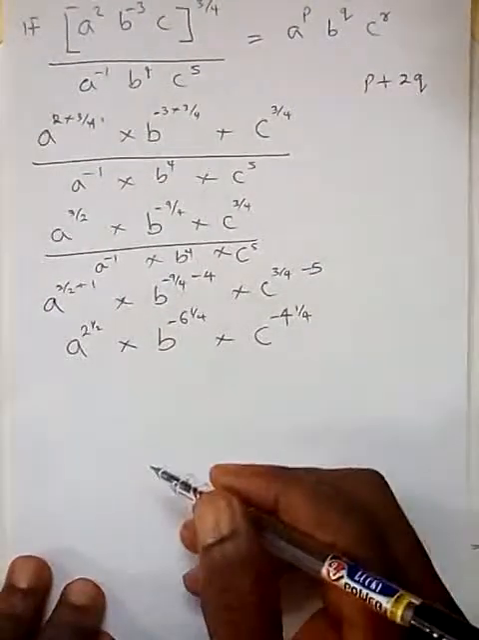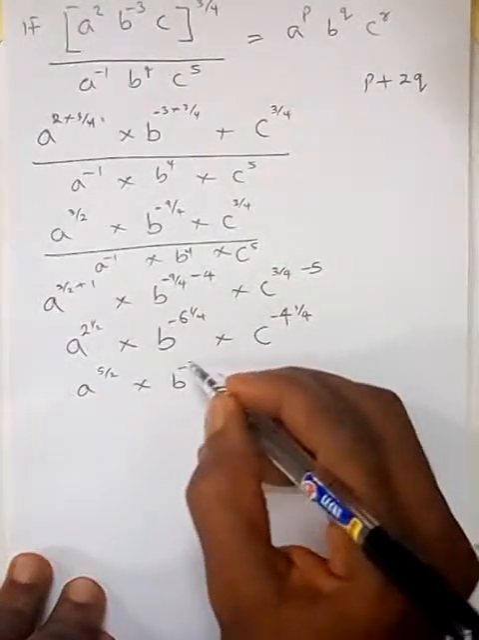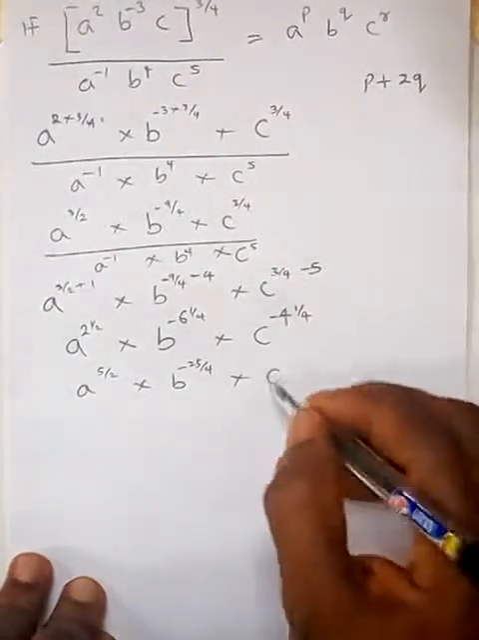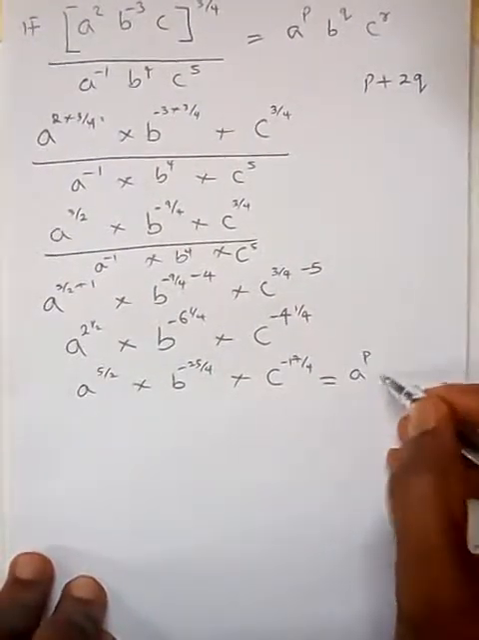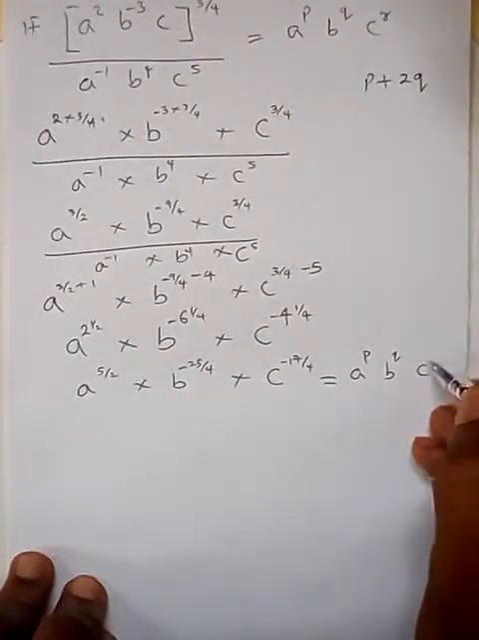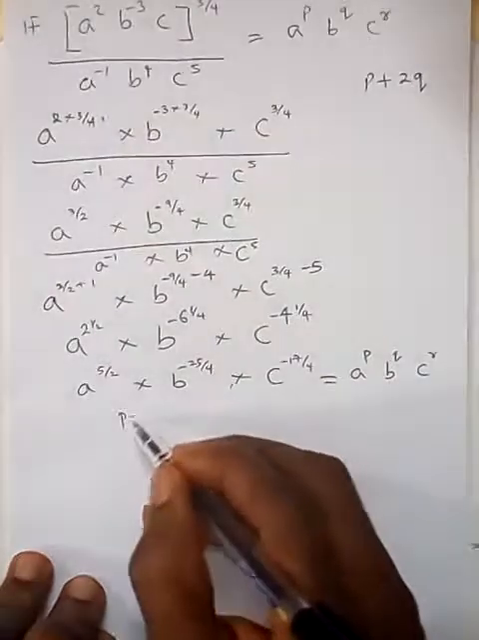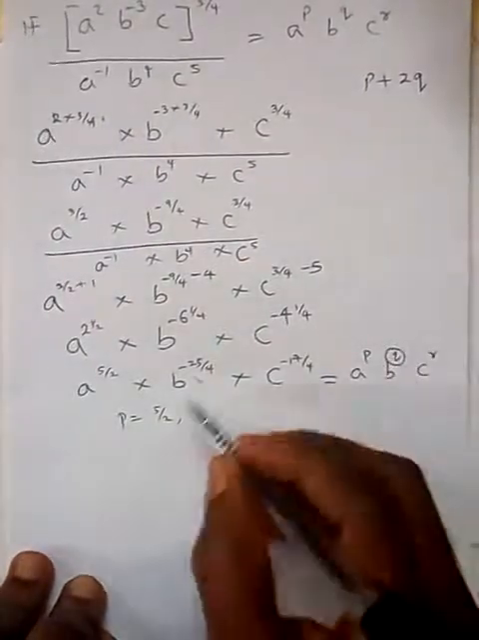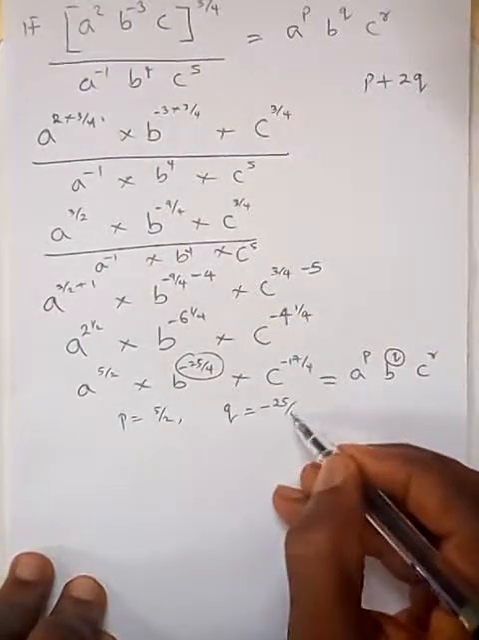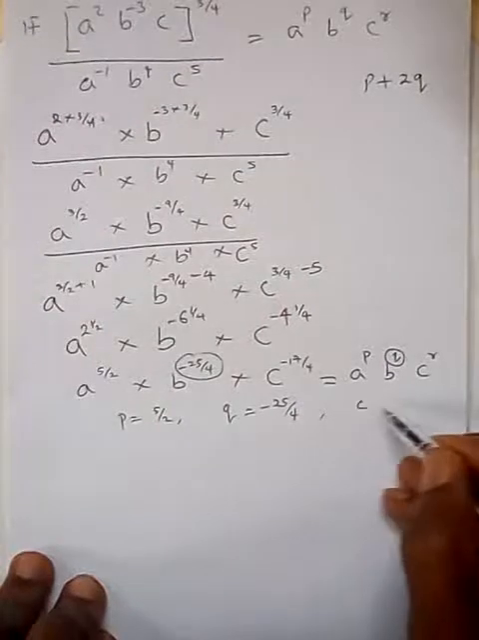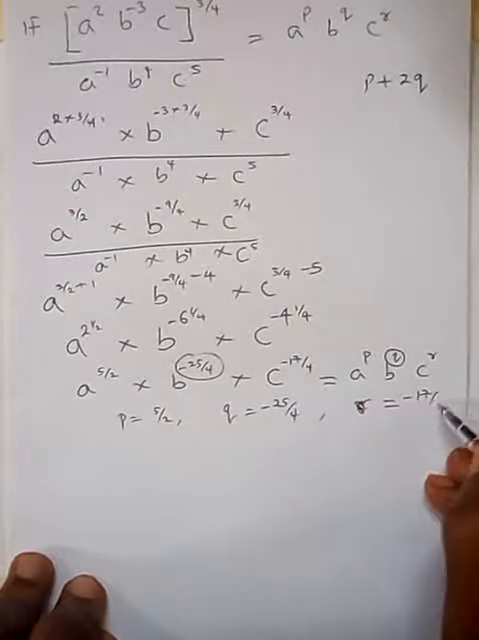Okay, so that is a raised to power 5 over 2 times b raised to power minus 25 over 4 times c raised to power minus 17 over 4 is equal to, we have to compare now, c raised to power r. Okay, now it means that p is 5 over 2 related to a, q is minus 25 over 4, and r related to c is minus 17 over 4.